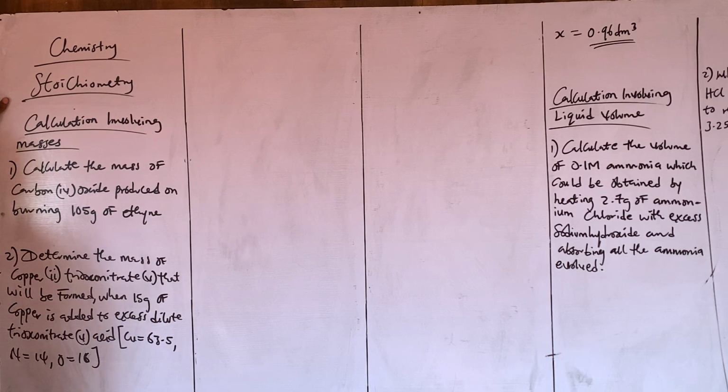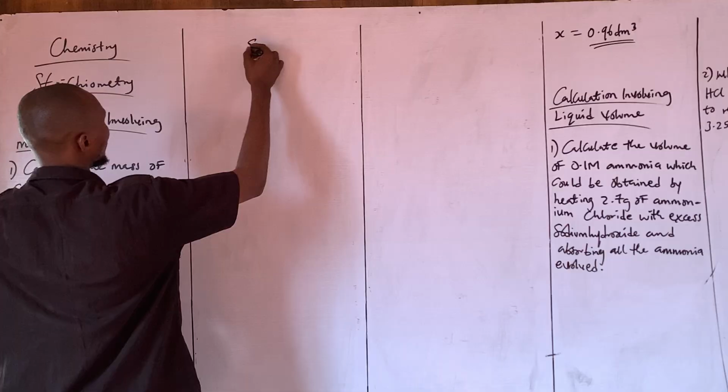Yes. Good. Number one said, calculate the mass of carbon dioxide produced on burning 105 gram of ethyne. Solution one.